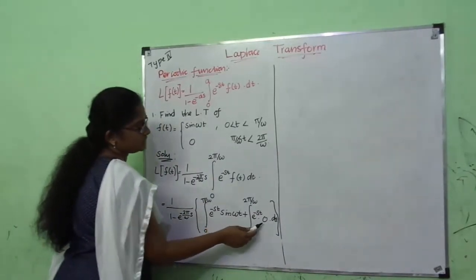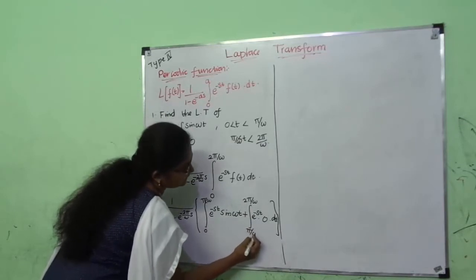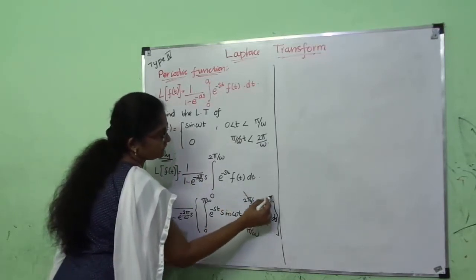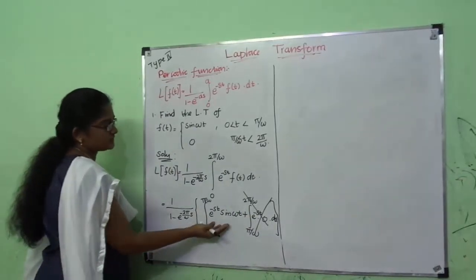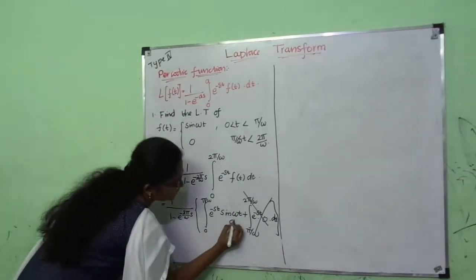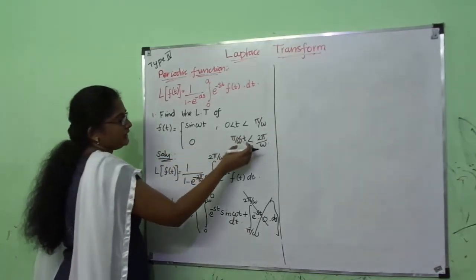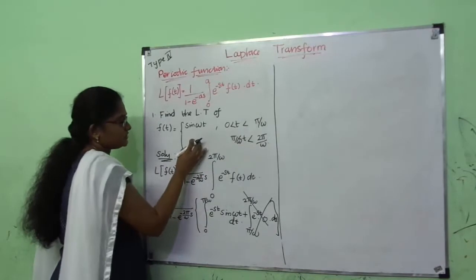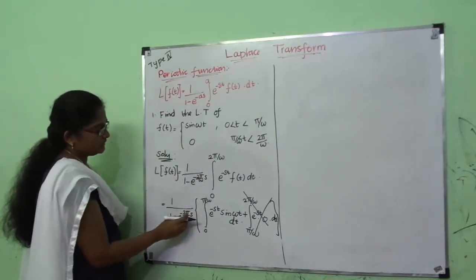As the function for pi by omega to 2 pi by omega is 0, we need not write this in the next step. We are just going to integrate this function and find the Laplace transform. Even though the function for the highest interval 2 pi by omega is 0, we must write the highest interval value in this place.